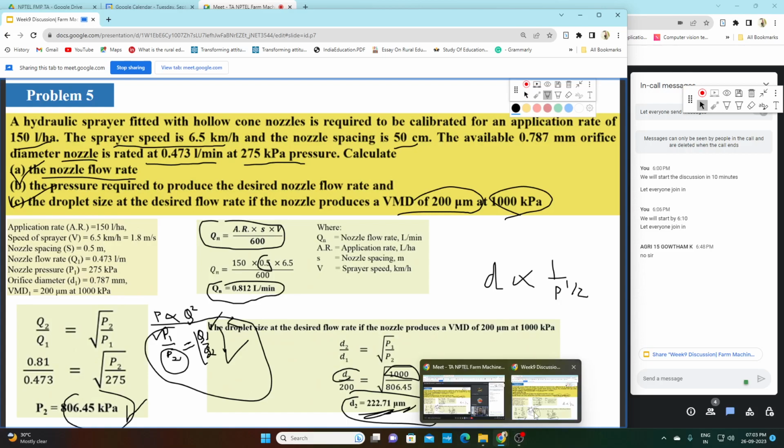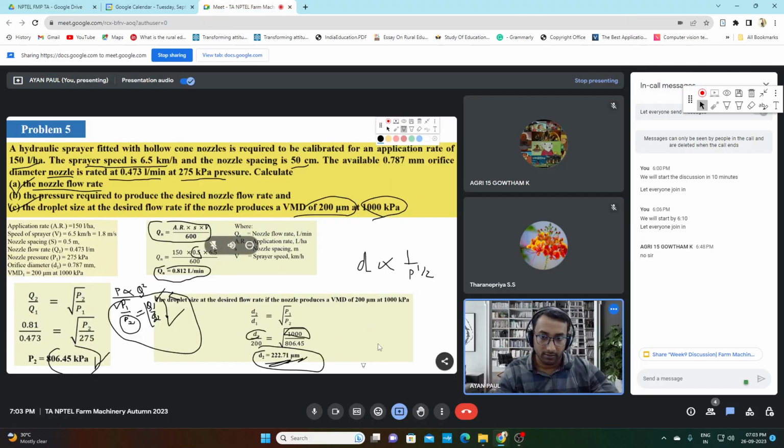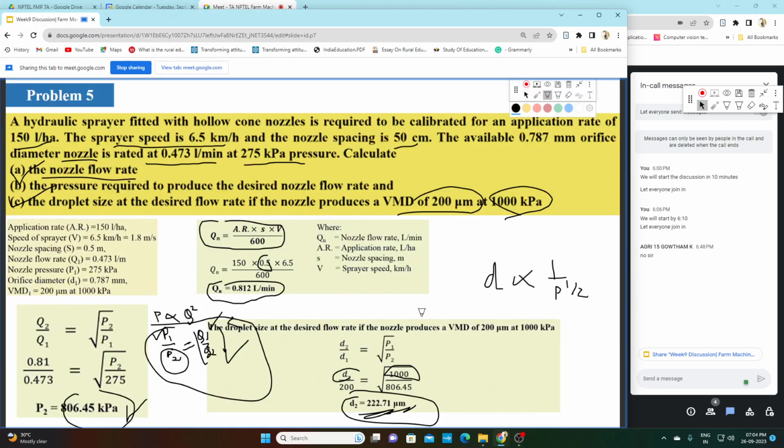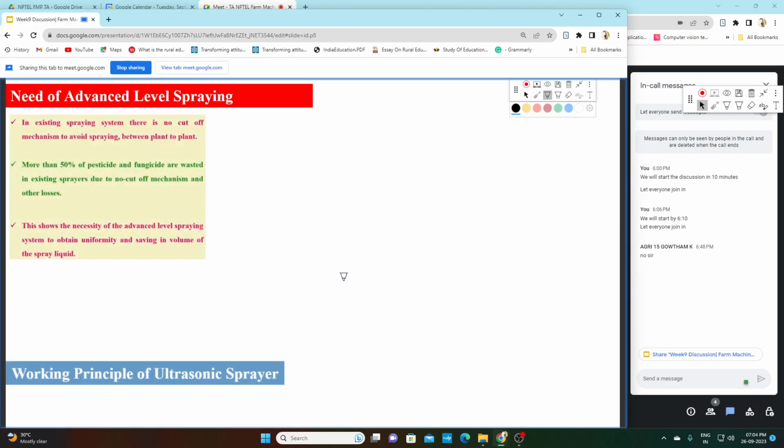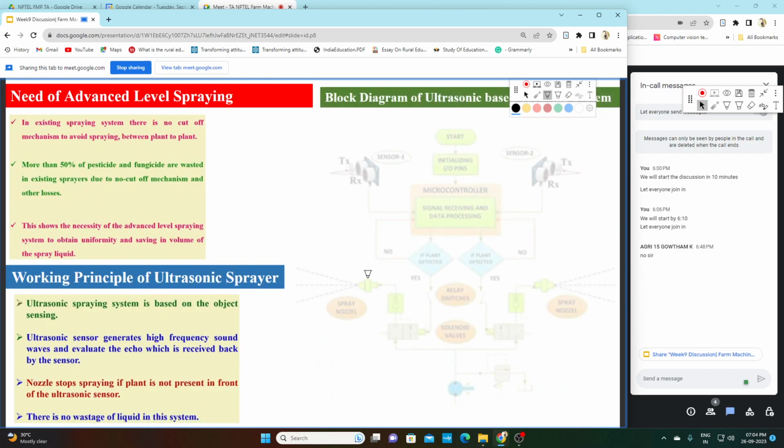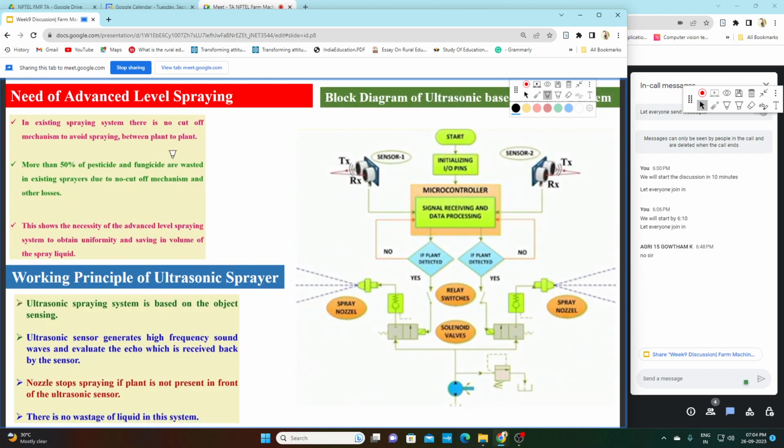So any doubt in this? Any doubt? Okay, nice. Let me move to the next portion. We will quickly touch on some of the theory.